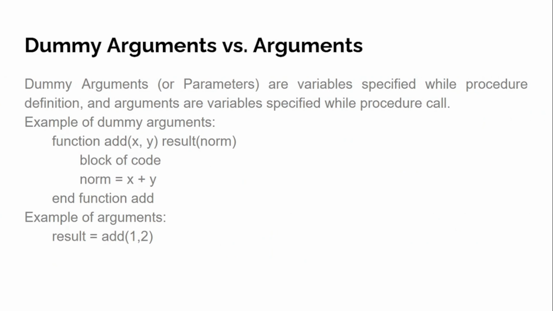Dummy arguments versus arguments. Dummy arguments or parameters are variables specified during procedure definition, and arguments are variables specified during procedure call. Example of dummy arguments: function add x, y, result, norm, block of code, norm equals x plus y, end function add. Example of arguments: result equals add 1, 2.